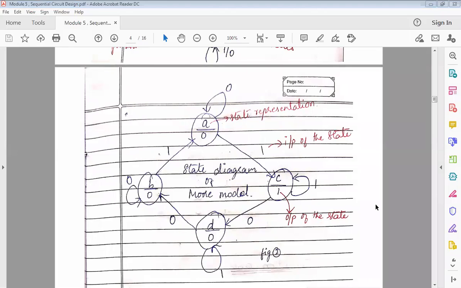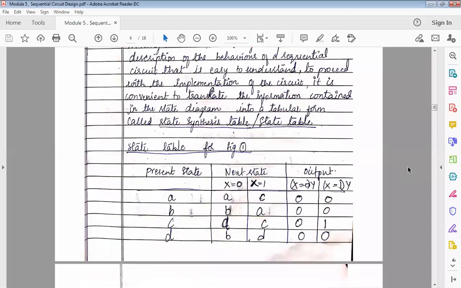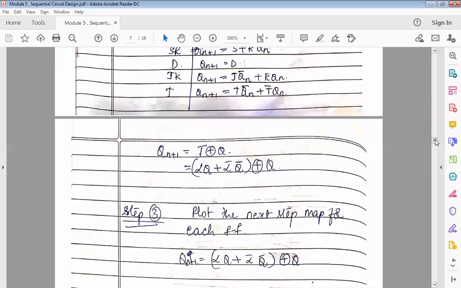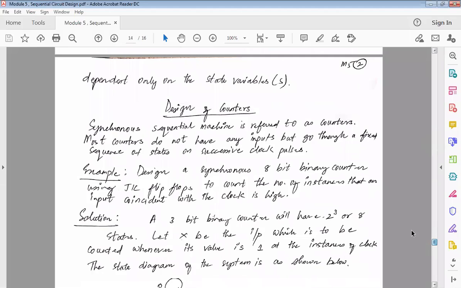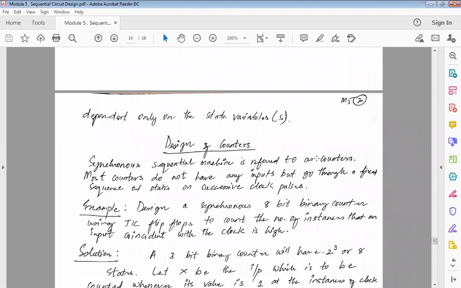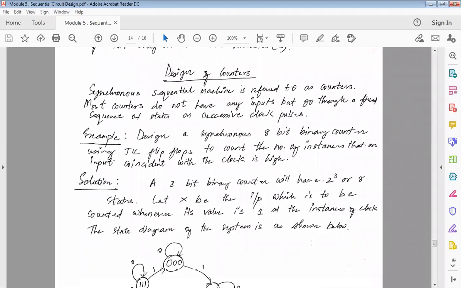We will catch up in the next class, and we will try and design a counter. We'll be discussing how to design a counter, and it's going to be pretty interesting to see how we can analyze things. So we'll be solving this problem in our upcoming classes. Fine. Thank you all.